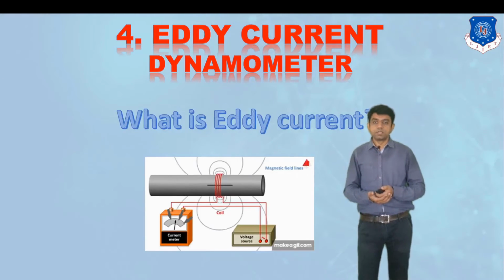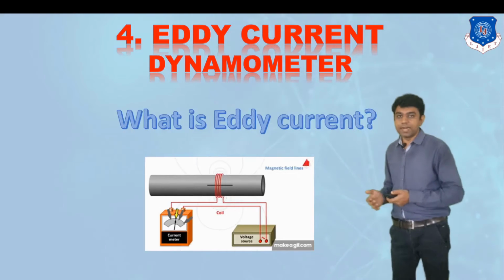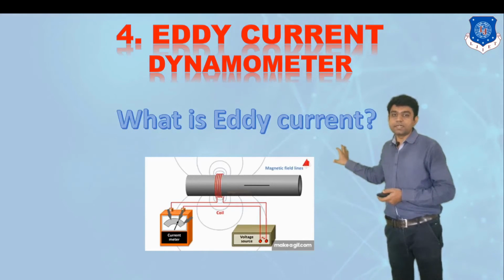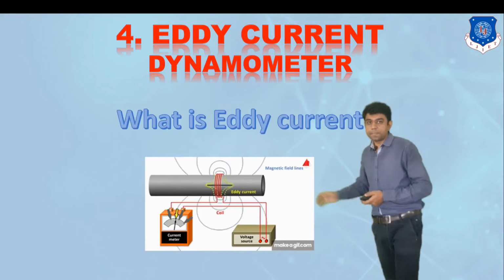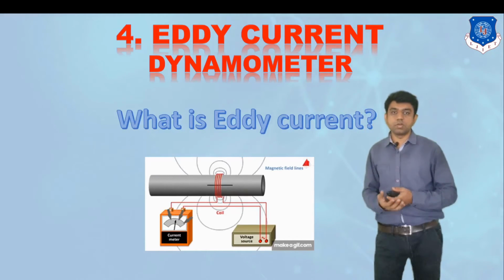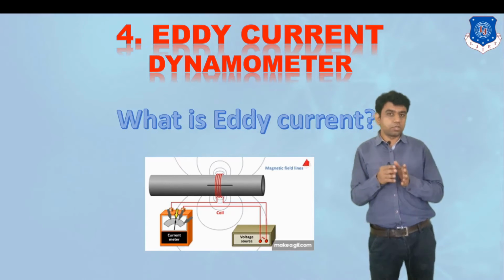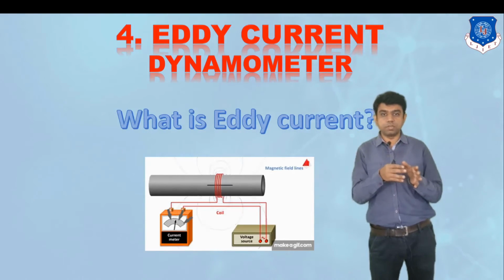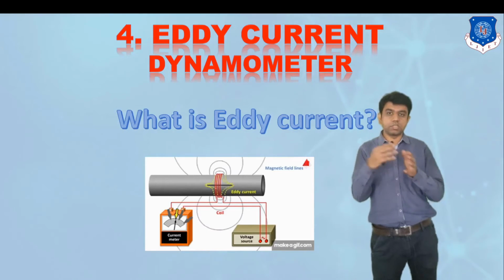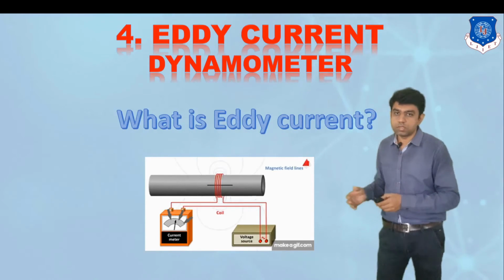Now let us understand the next dynamometer, that is the eddy current dynamometer. This eddy current dynamometer works on the principle of generation of eddy current. But before understanding this concept, we need to have a look that whenever electricity is there, chances of magnetism are there. Whenever magnetism is there, chances of electricity are always there.